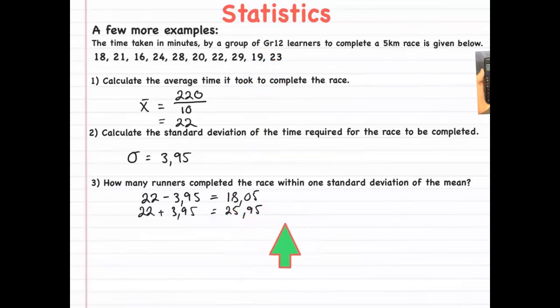Okay, so basically we know that 6 runners completed the race within 1 standard deviation of the mean. And that's all there is to it. Easy, right? So from this information, we already know that 6 runners fall within 1 standard deviation, and therefore we can say that 4 runners fall on the outside of these values. So if 4 of them fall on the outside of these values, we know 2 will be higher than this and the other 2 will be lower than that time. And that's how easy it is.